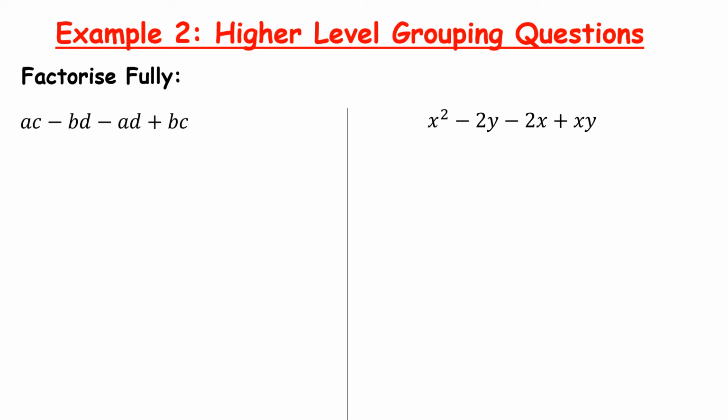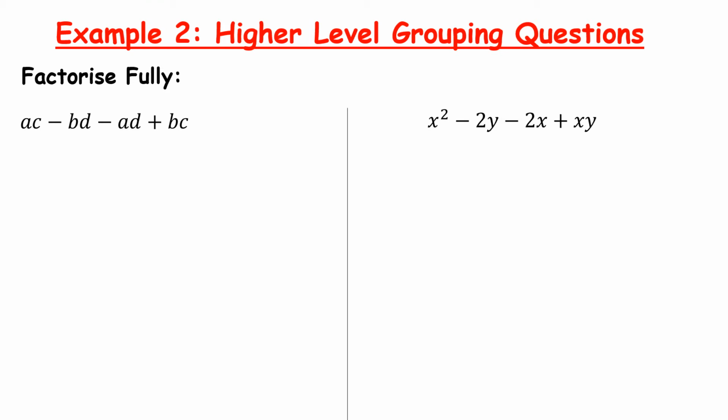The grouping questions can get quite challenging, especially at higher level. So let's look at 2 higher level examples where we'll be required to rearrange the terms so that there is something in common. And we also have to be very, very careful about our signs. So our first part here is AC minus BD minus AD plus BC. So there is nothing common to all 4 terms, and unfortunately we can't even group them as they are.